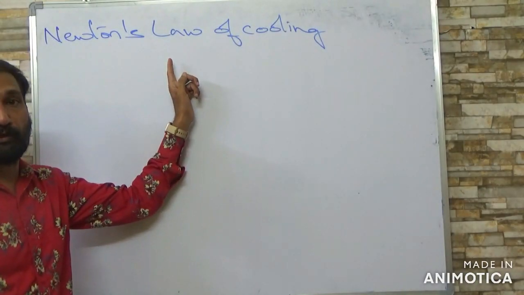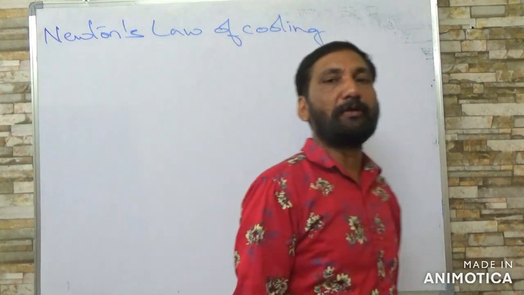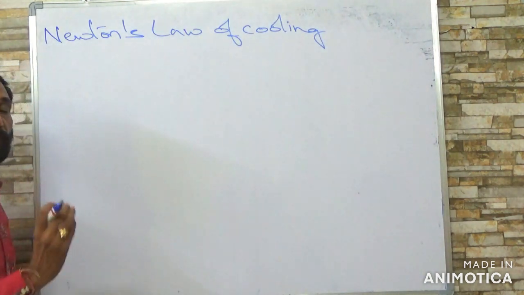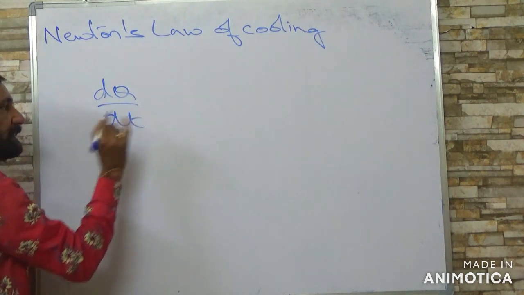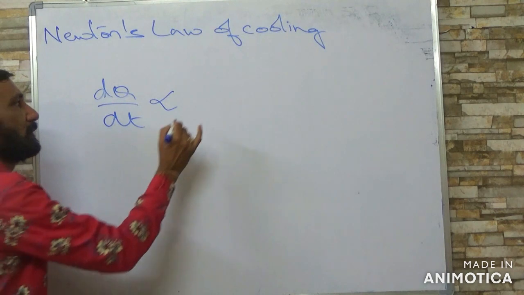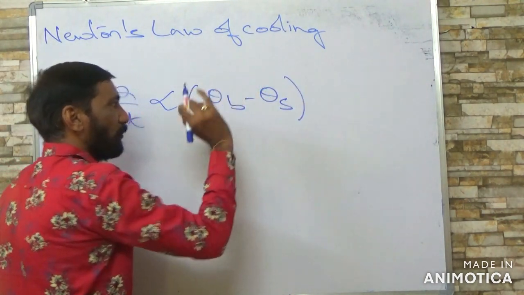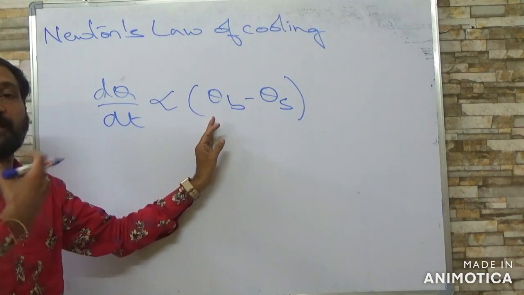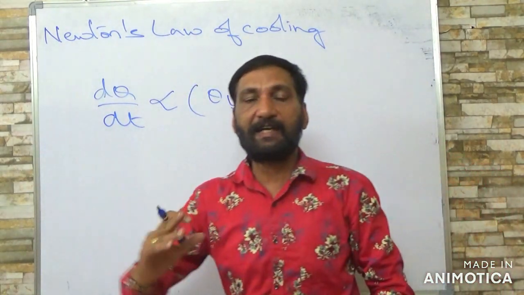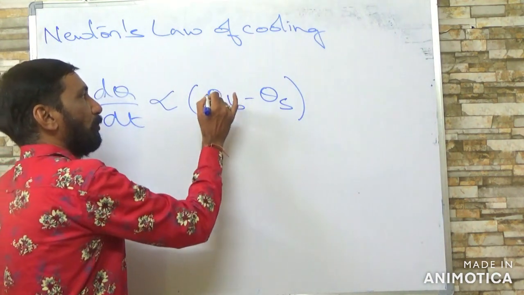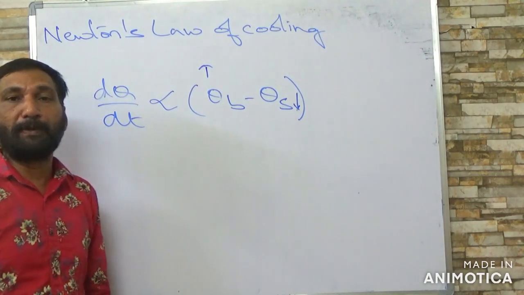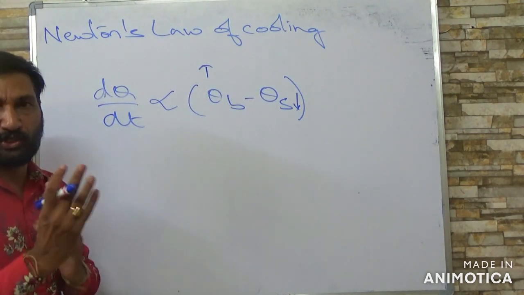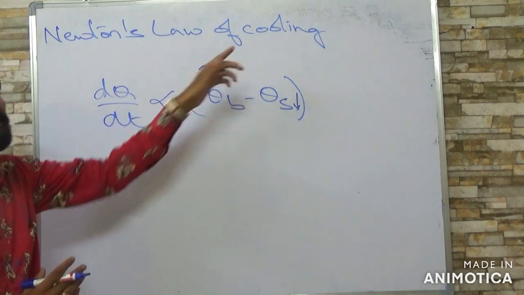Now we are going to discuss another important question, that is Newton's law of cooling. Cooling means the body is losing heat to the surroundings. According to Newton, the rate of loss of heat, dQ by dt, is always proportional to the temperature difference between the body and the surroundings. The body should be at a higher temperature than the surroundings, then only is it capable of losing heat, because heat always flows from higher temperature to lower temperature. And remember, this temperature difference should always be small. Then only Newton's law of cooling is applicable.